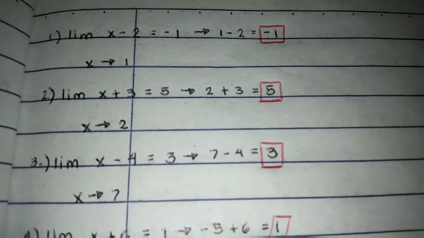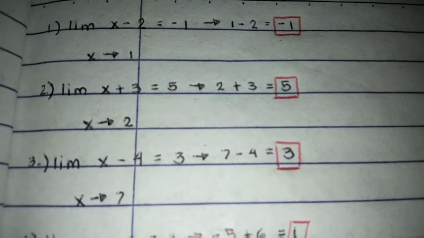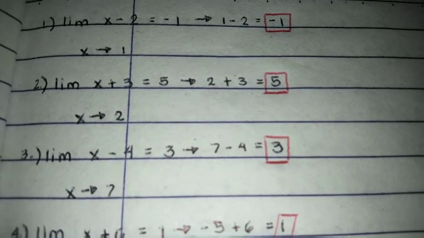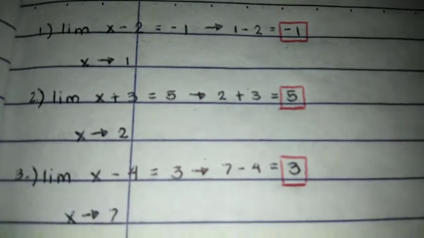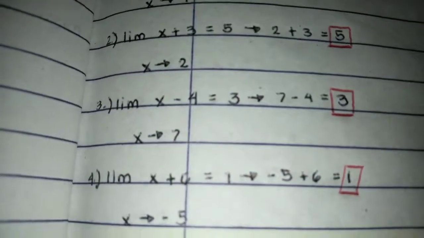So second example, the limit of x plus 3 as x approaches 2. The same process or mechanism as we did in number 1, we're going to substitute the value that x approaches, which is 2. So 2 plus 3 is equal to 5. That is why the answer is 5.